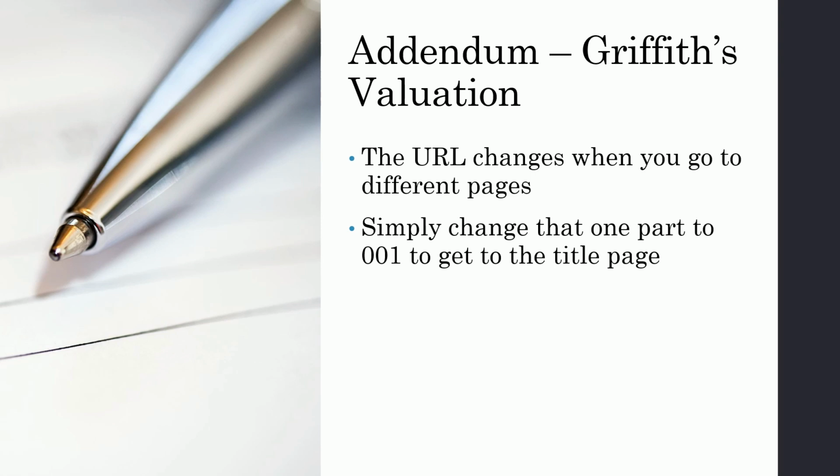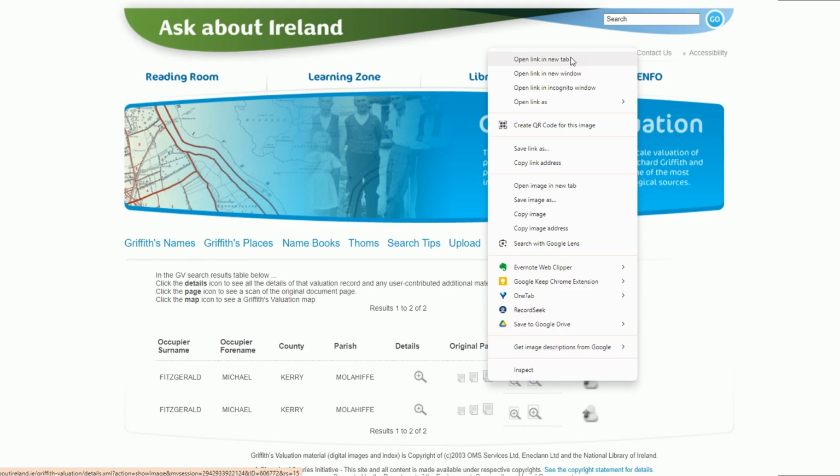And the way that you do it is by going to the URL and changing this one little part of the URL to 001, and that takes you to the title page. And this is really tricky to do, and at first I couldn't figure it out, but this is how you do it. So you right click or control click on original page, then open in a new tab.